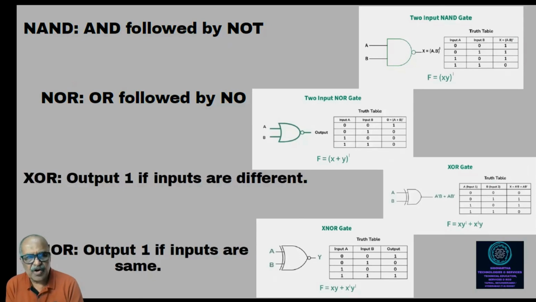Then next comes the NOR, followed by NOT. I missed one letter here, that is T. So please remember it is NOT. Again, I will not discuss more about it, but you compulsorily have to study about it.